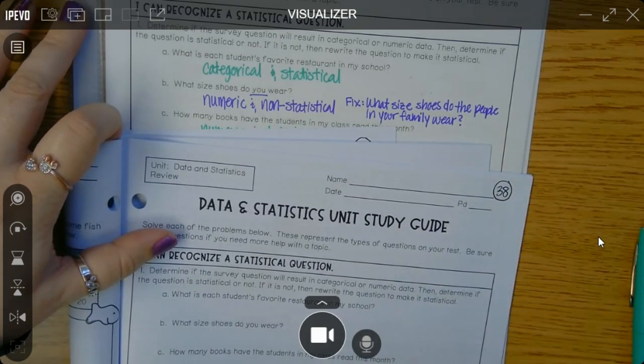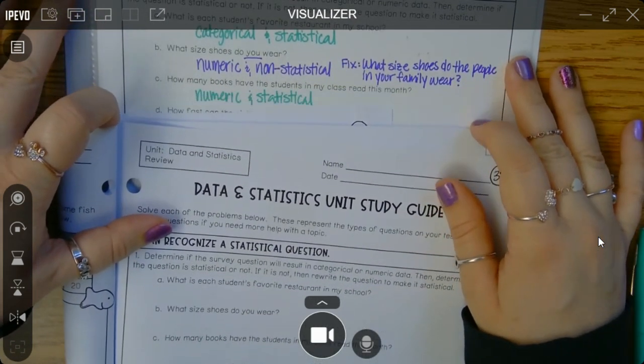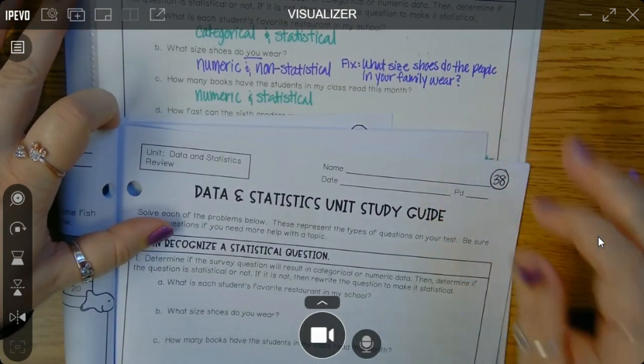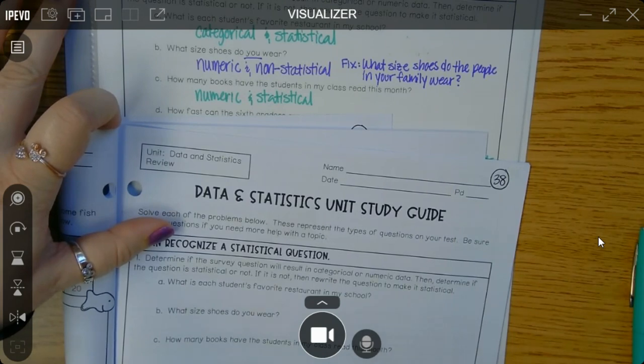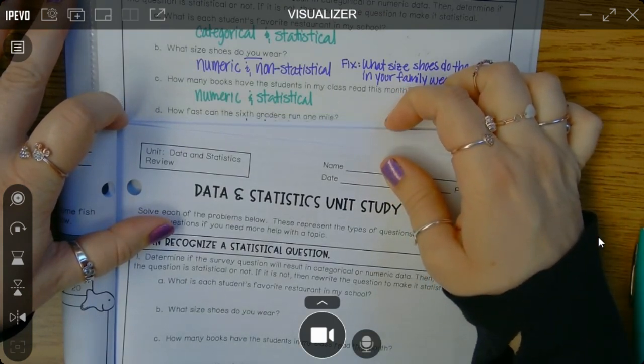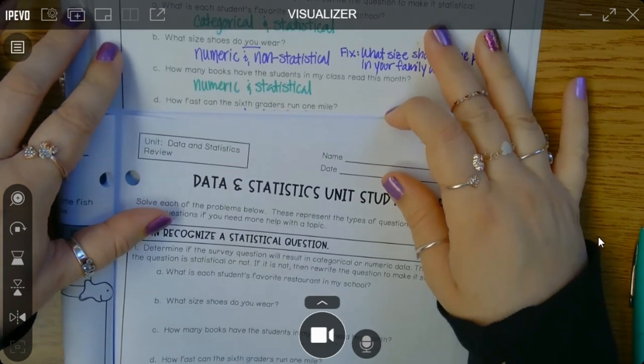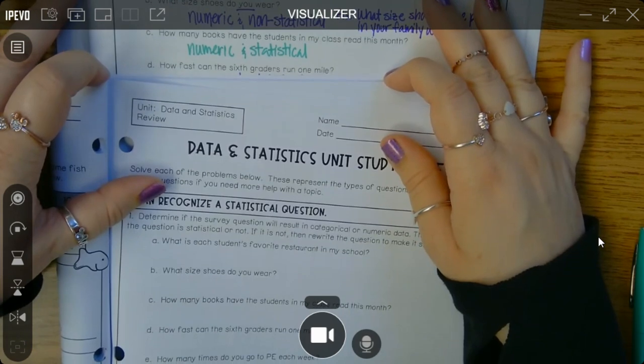Okay. How many books have the students in my class read this month? Are you going to get number answers or categories? Yeah, numbers, so numeric. Is that statistical? Yes, it is. The next one says, how fast can the sixth graders run 1 mile? Is that going to be a numerical answer? Yes, it is. And then is it statistical or not, though? Are you going to get more than one response you can put into a graph?